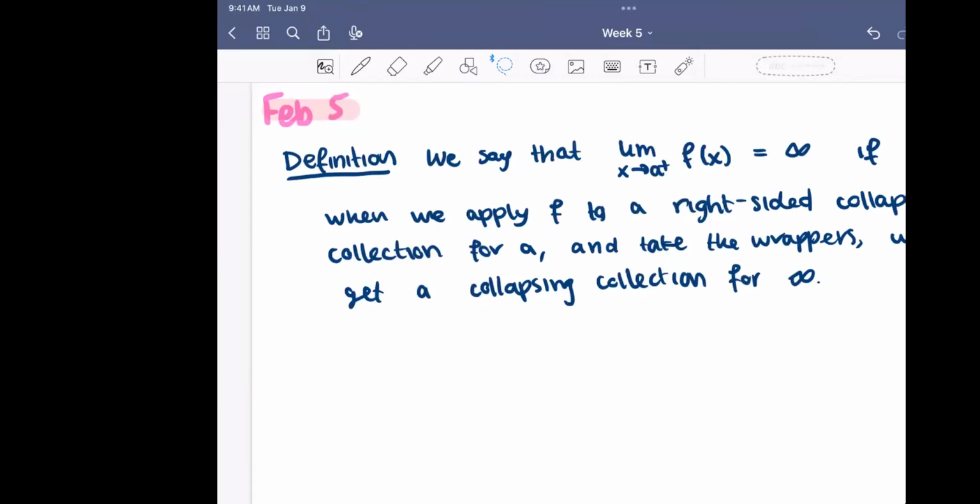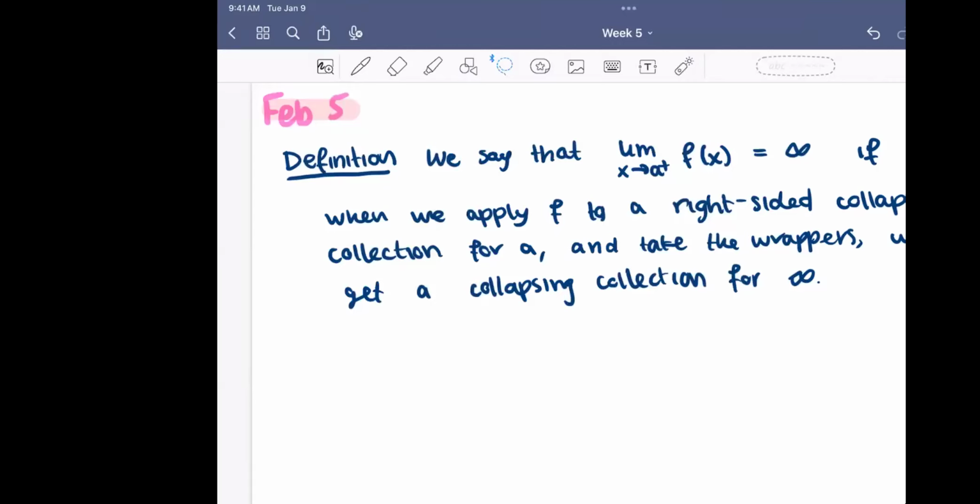And then on Friday, we're going to introduce some tools for actually calculating limits. Those tools will also help us to say that functions are continuous, and they'll be a lot easier to work with than collapsing collections. So we've worked really hard to set up the foundations, and we'll use that to give some rationale as to why these tools work. But starting Friday, everything will get a lot more computational, and we'll be moving away from collapsing functions.